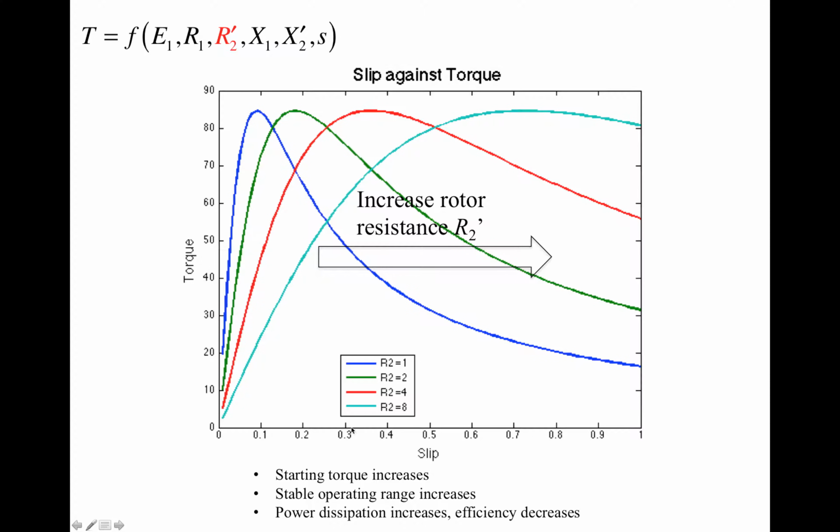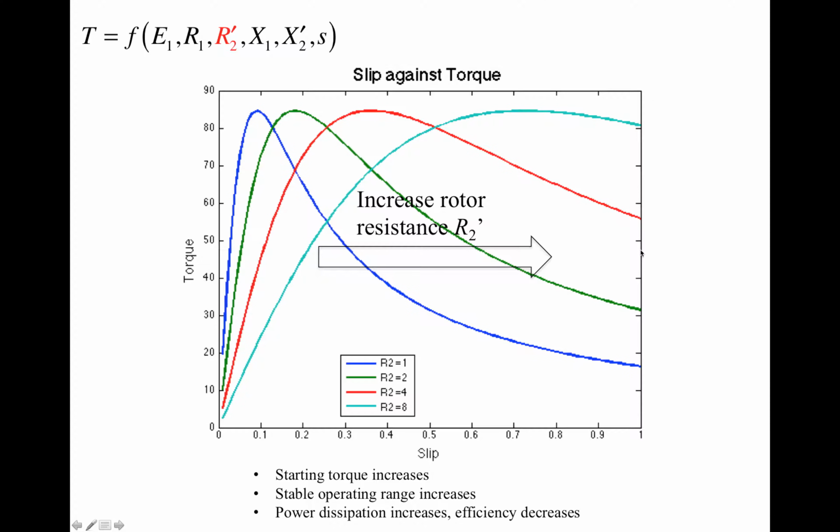First, the starting torque increases. What exactly is the starting torque? That's the torque when the rotor speed is 0. When the rotor speed is 0, the slip equals 1. That's the torque at this particular location. As resistance R2 prime increases, the curve is going to go this way, so the starting torque is going to increase.